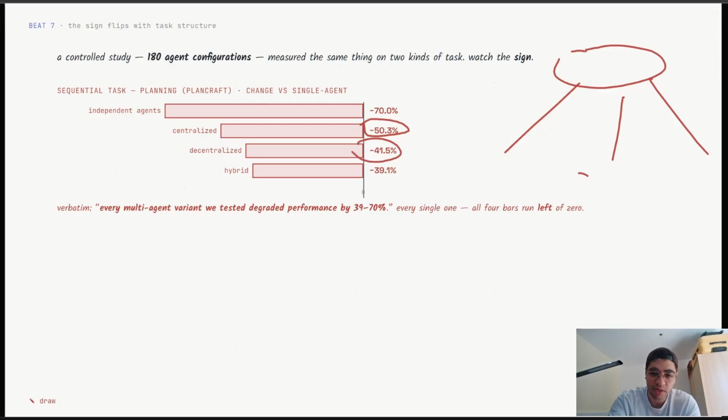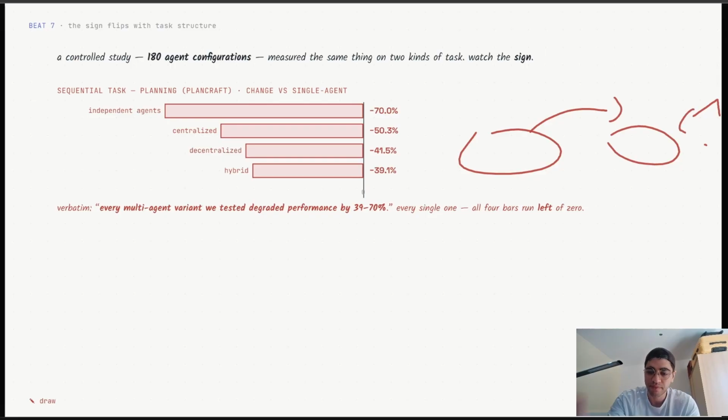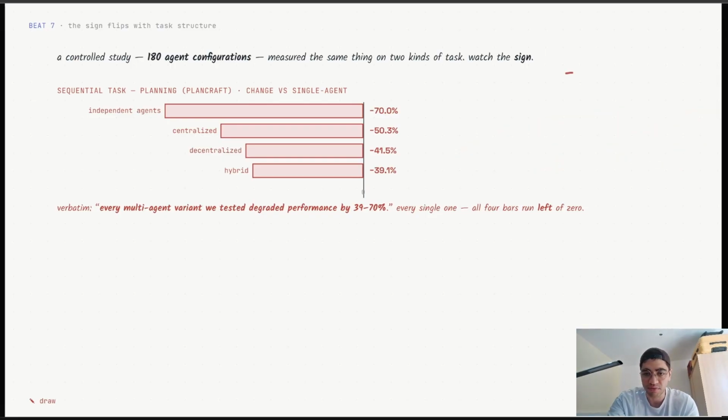After that is decentralized. Decentralized meaning each one of these agents is doing their thing, but they still communicate with each other. Independent, they don't even communicate with each other. Each one is doing their own thing, and then it's getting summarized. And for hybrid, you have a drop by 39%. So every multi-agent system variant here degrades performance by 39 to 70%, every single one, compared to the single agent.